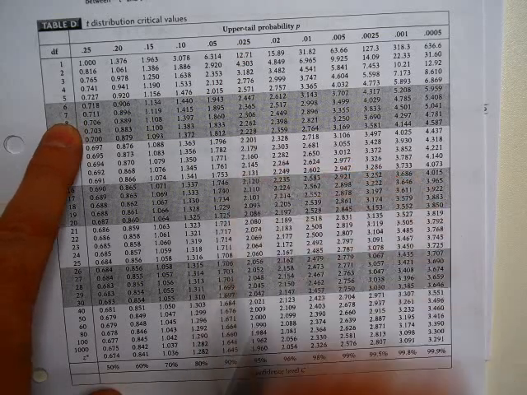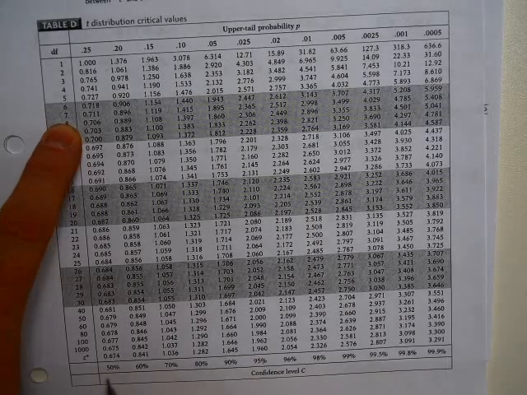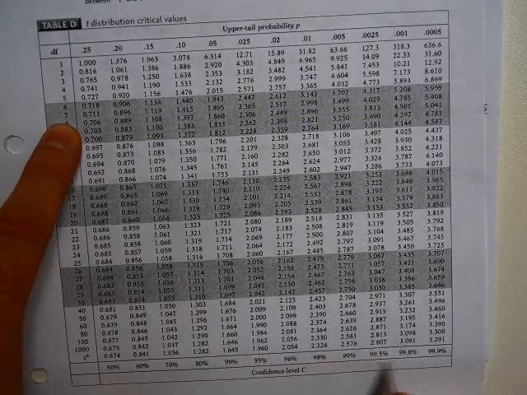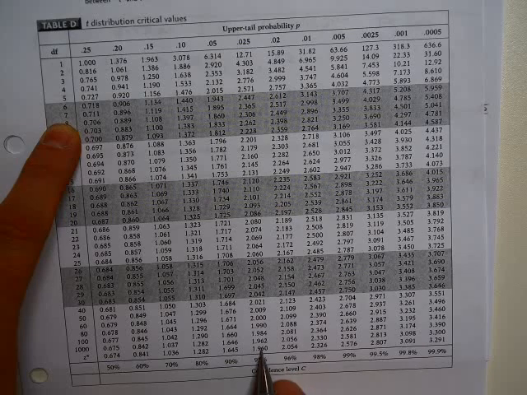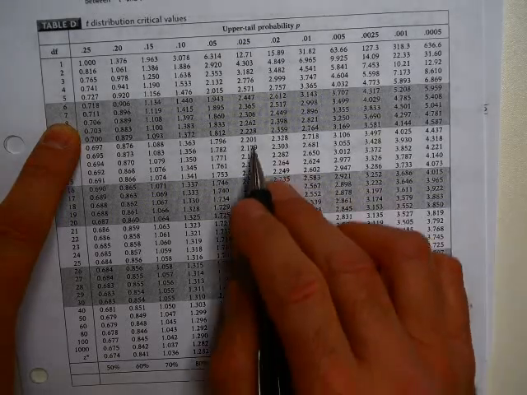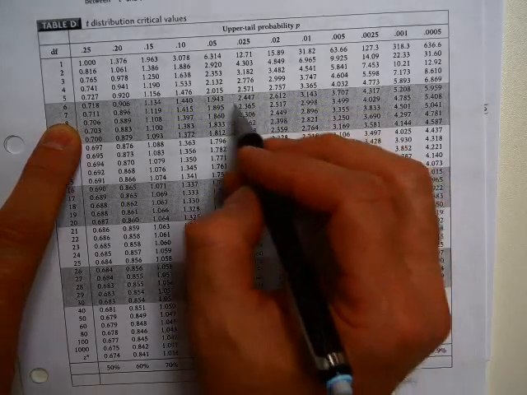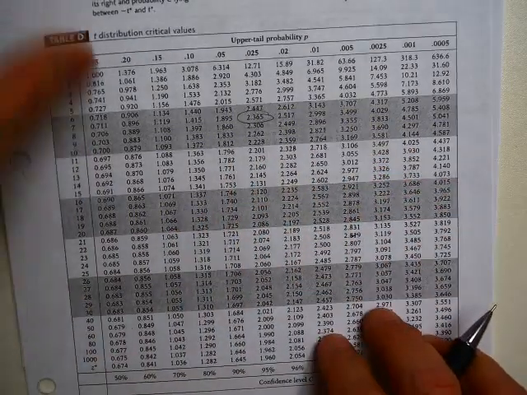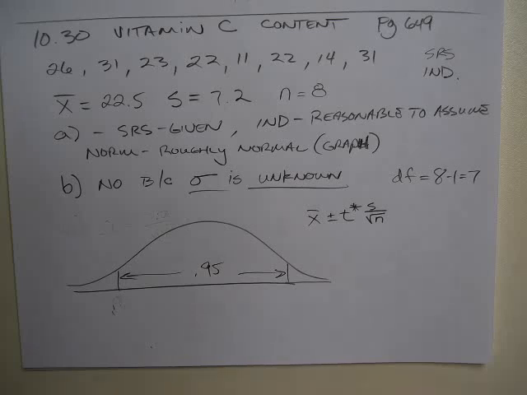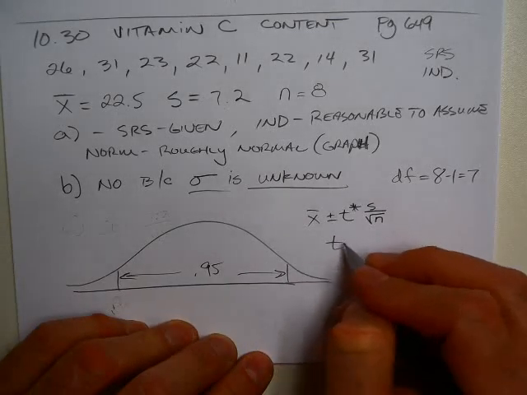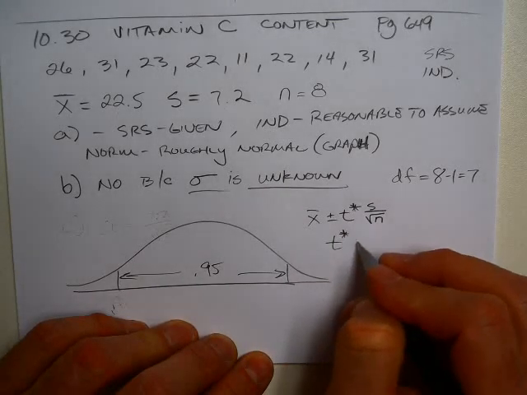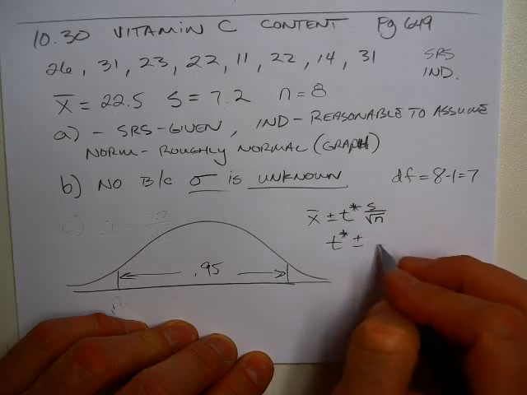So degrees of freedom, n minus 1. Look across the bottom and find the confidence level that you want. We want 95%. There we go. So in a way, I think it's more friendly than Table A.